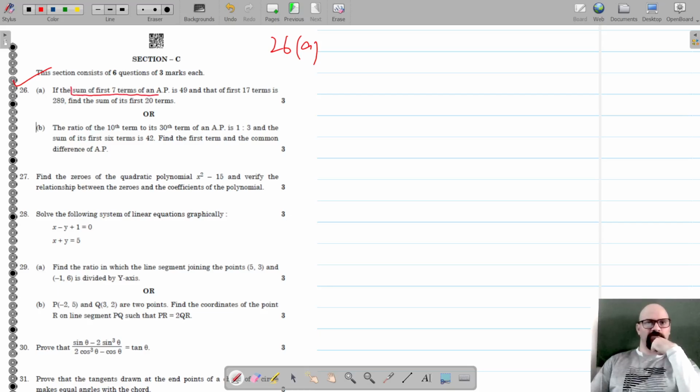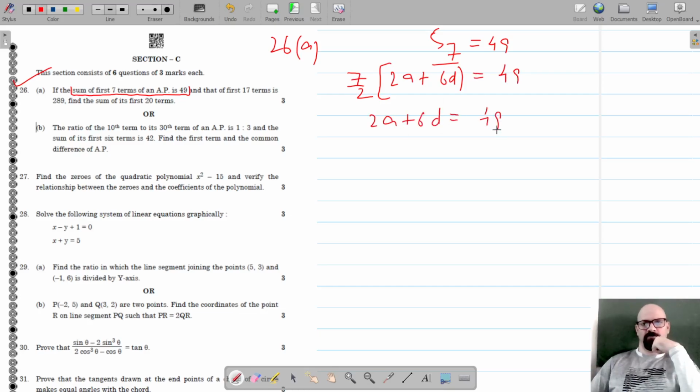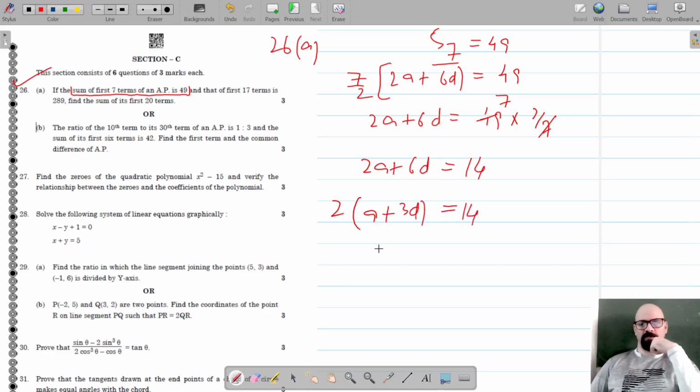It's given that sum of first 7 terms of an AP is 49. So sum of first 7 terms is equal to 49. And we know the sum of n terms is given by n by 2 into 2a plus n minus 1 into d, which gives me 6d is equal to 49. So 2a plus 6d is equal to 49 into 2 by 7. So this is 2a plus 6d is equal to 14. And if I take 2 common, this is a plus 3d is equal to 7.